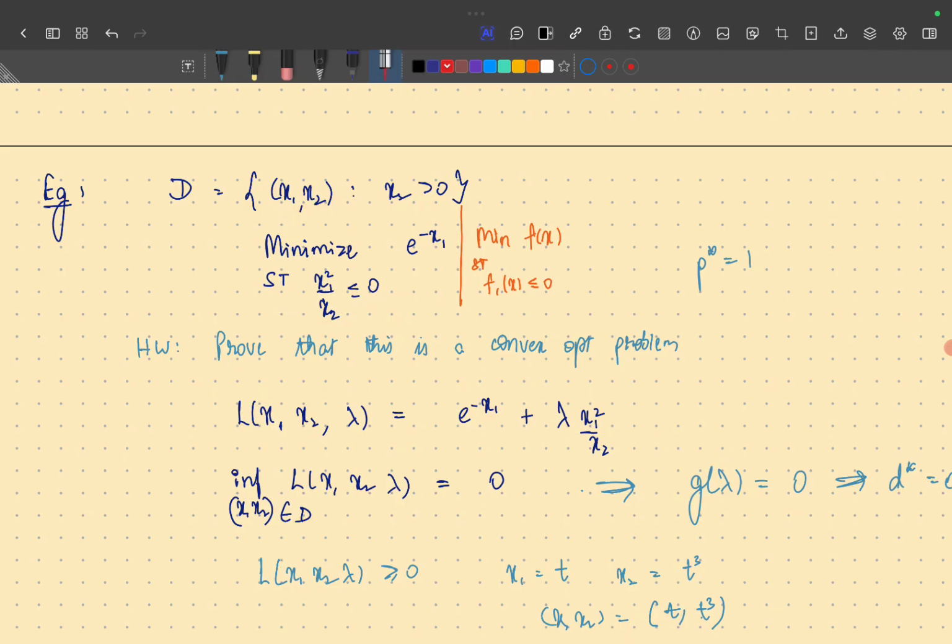Right. This is a simple example in two variables, but you can think of multivariable problems where such scenarios can occur. All right. So Slater's condition, again, it's a sufficient condition, but if it is not satisfied, then you can't guarantee strong duality. You may have only weak duality.